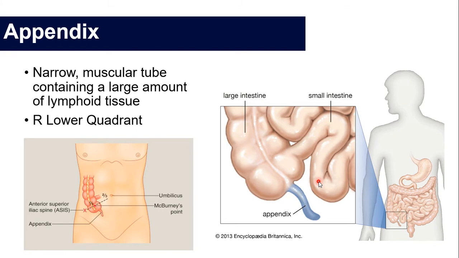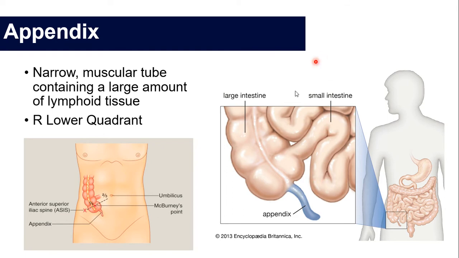It is a narrow muscular tube containing a large amount of lymphoid tissue. It varies in length from 3 to 5 inches or 8 to 13 centimeters. The base is attached to the posteromedial surface of the cecum about 1 inch below the ileocecal junction. The remainder of the appendix is free, and it has a complete peritoneal covering which is attached to the mesentery of the small intestine by a short mesentery of its own called the mesoappendix.